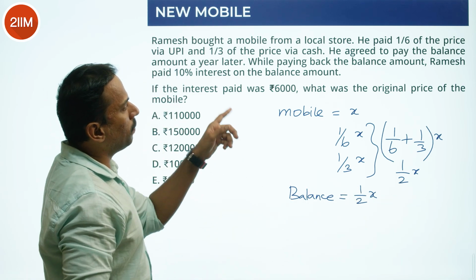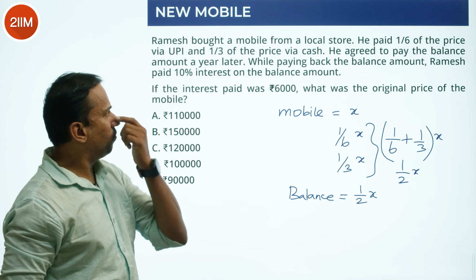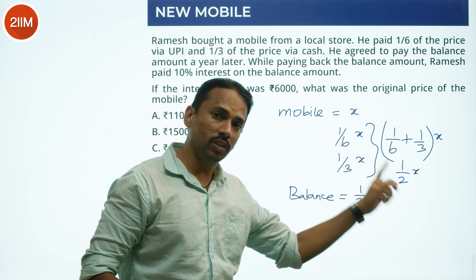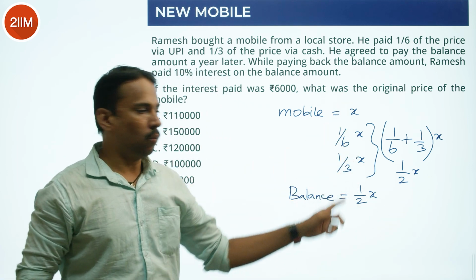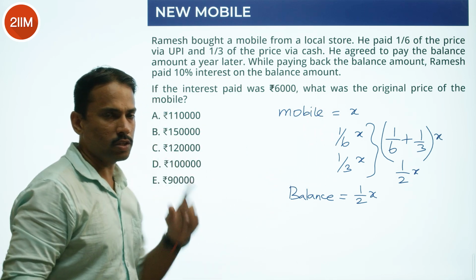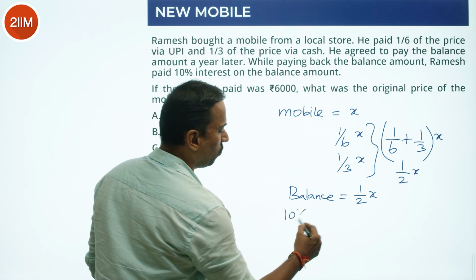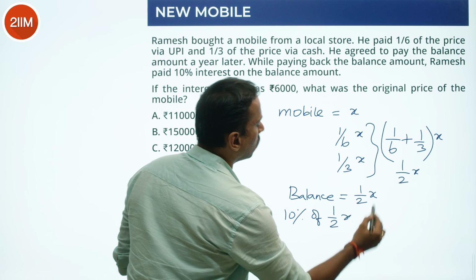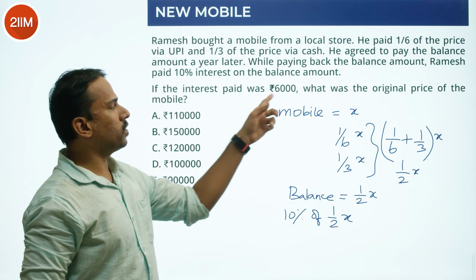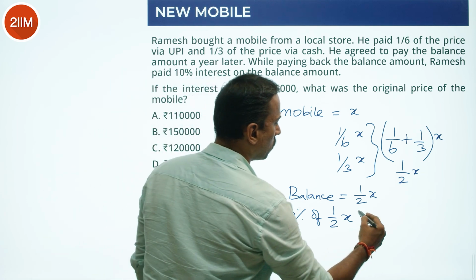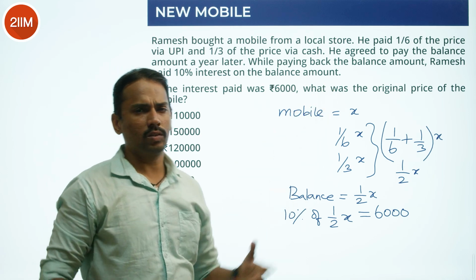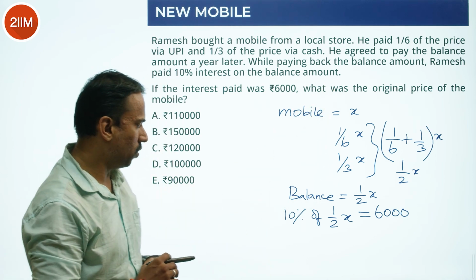While paying back the balance amount, Ramesh paid 10% interest on the balance amount. So, he is going to pay 10% of this money, not this. Whatever is left over, 1 by 2x, 10% of that he is going to pay. That means he is going to pay 10% of 1 by 2x. So, the interest paid is 6,000 rupees. That means this is going to be 6,000. And what is the original price? Find the value of x. Very simple, straightforward.